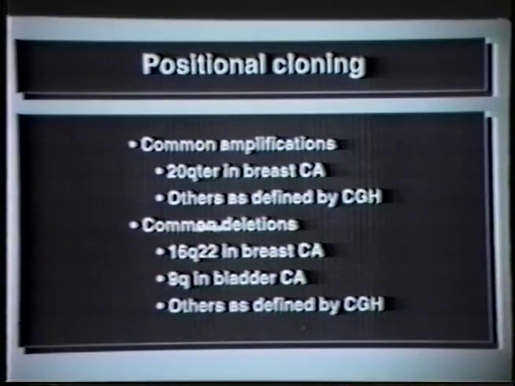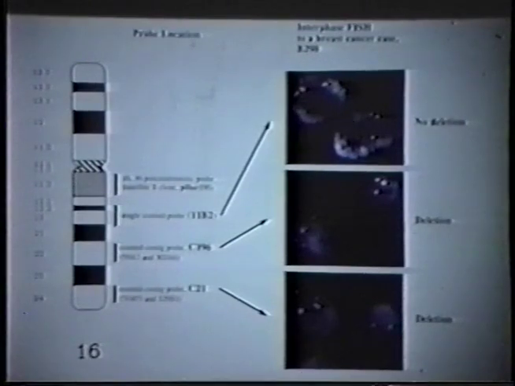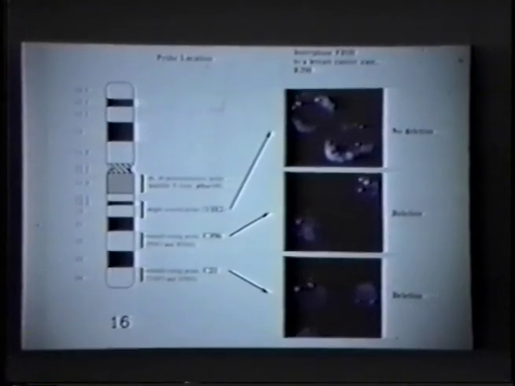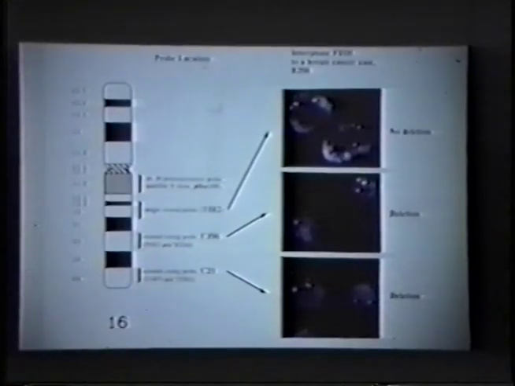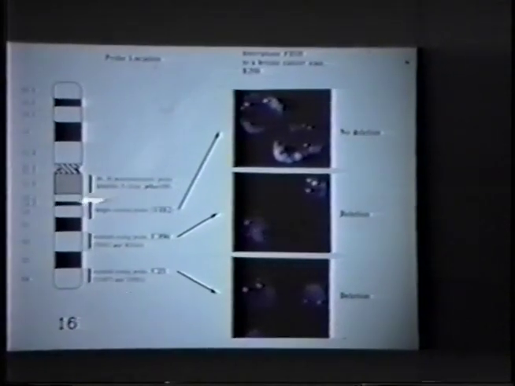And there are also regions of common deletion that may be associated with tumor suppressor genes. For example, 16q22 in breast cancer, 9q in bladder cancer, and others. And so another important application of molecular cytogenetics is in trying to define these regions of common amplification or deletion. And the approach that we're taking here is to use interphase in situ hybridization to map out regions of deletion.